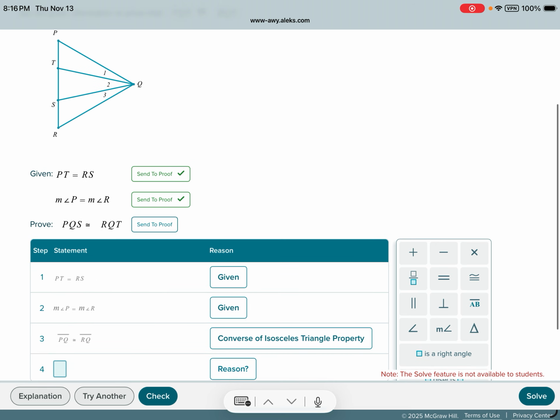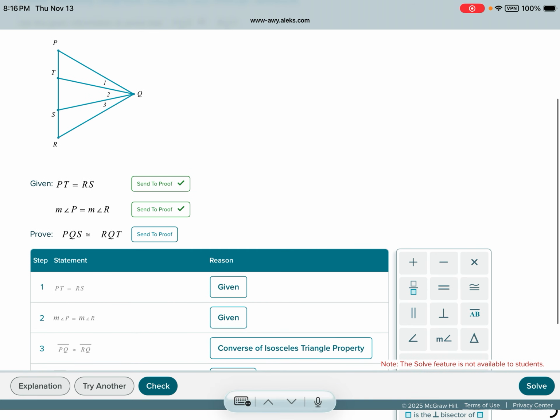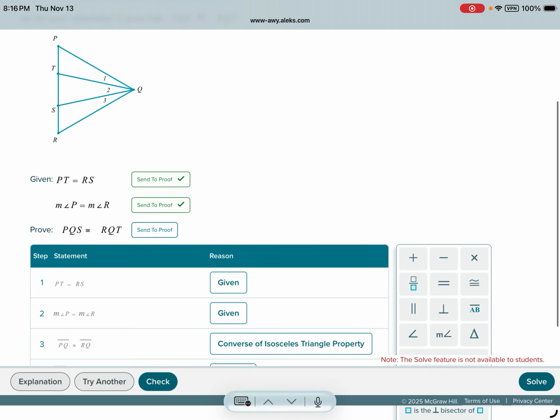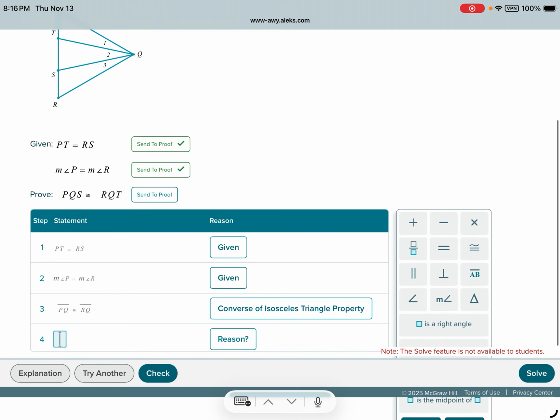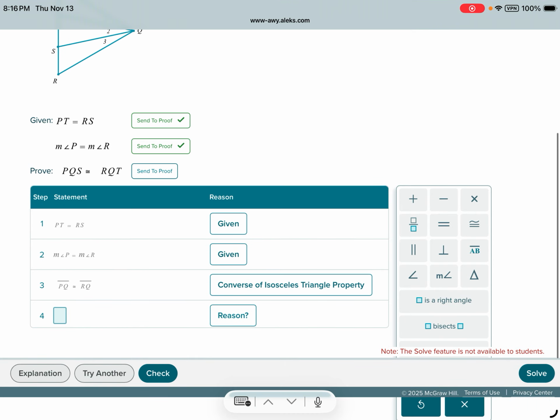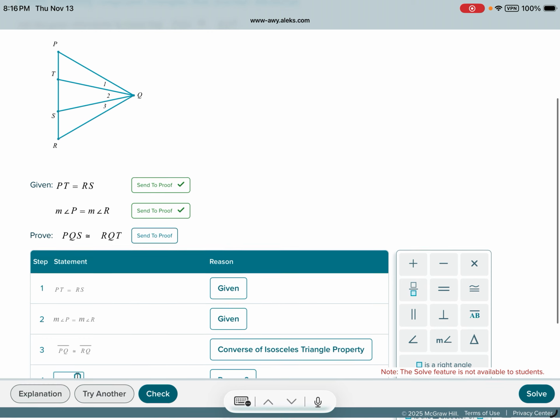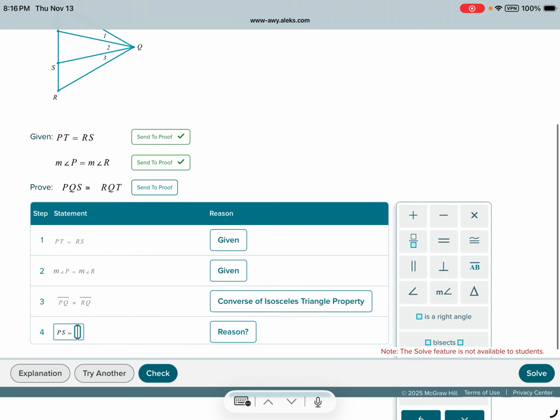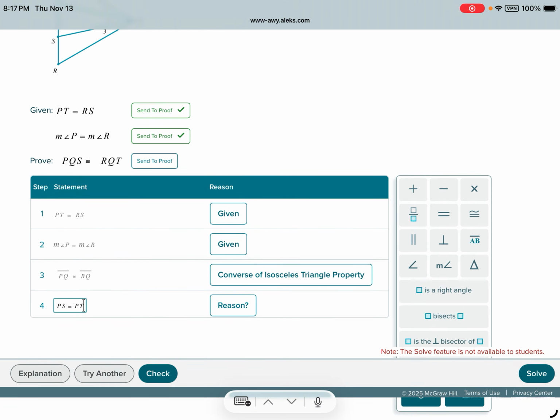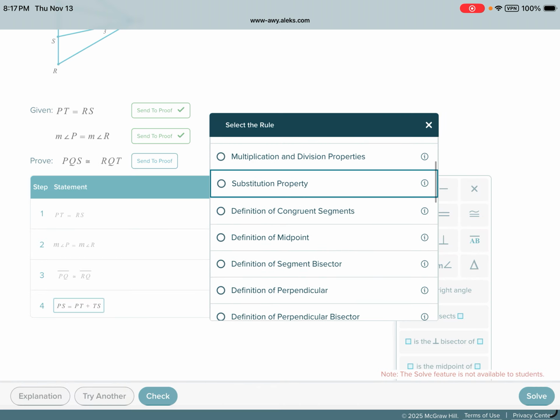Now we need to prove that PS and TR are congruent. So in order to prove that PS and TR are congruent, that's our goal, we have to get them into the actual proof. So let's start by getting that in there. PS is equal to what? PS is equal to PT plus TS. That is segment addition.